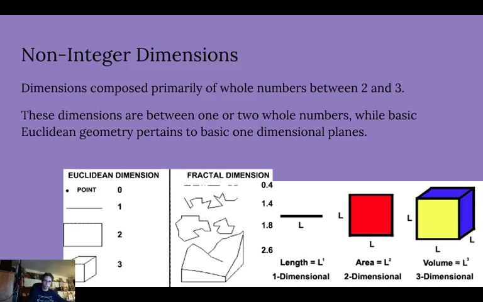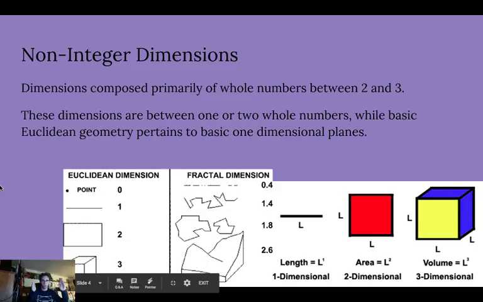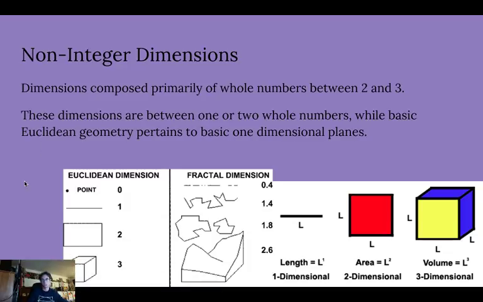one-dimensional planes. So you see on the left, Euclidean dimensions: a point is considered a 0, a line is 1 dimension, a regular two-dimensional rectangle is just 2 dimensions. And when you get to 3-dimensional figures, you can see that's a 3-dimensional cube. But when you get to fractal dimensions, they're broken up and it gets much more idiosyncratic and interesting. When it gets to 0.4, it's broken up, dotted lines, then 1.4, 1.8, then 2.6. So it just talks about how fractals adhere to certain fractal dimensions, their own dimensions.